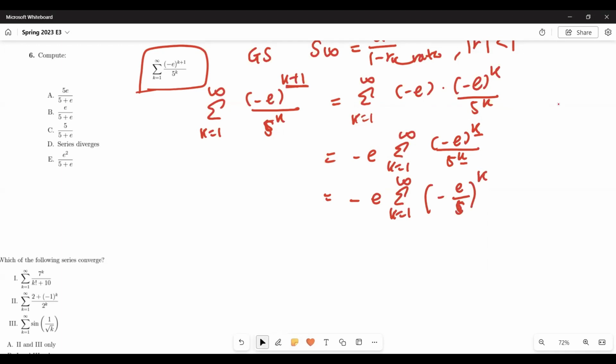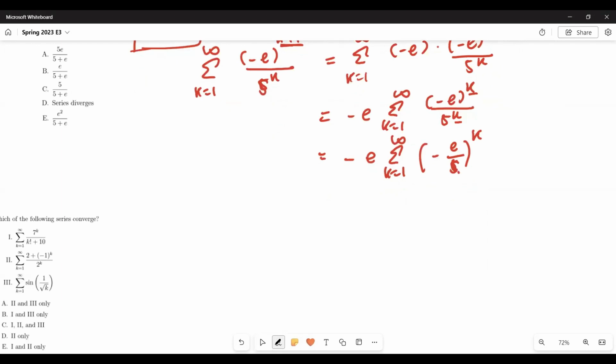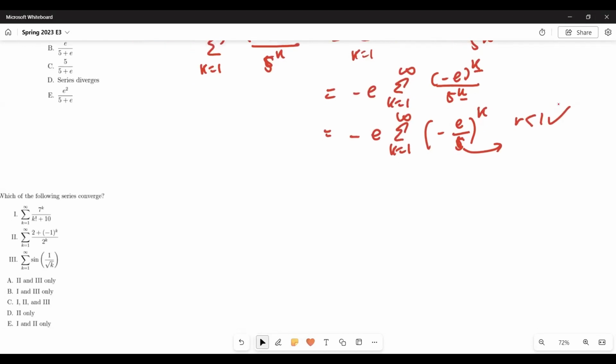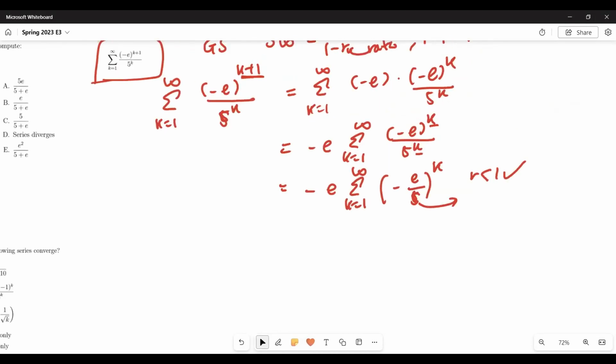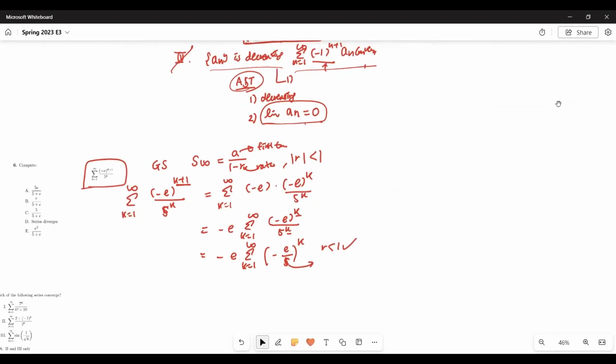Okay, we have that. So now we know the ratio, and this ratio is actually less than 1, because e is around 2 point something, so e over 5 is apparently less than 1. So we know for sure our ratio is less than 1, and you can use the geometric series. Let's use that. S to the infinity is equal to a over 1 minus r. Our first term a would be negative e over 5, and r is negative e over 5 as well.